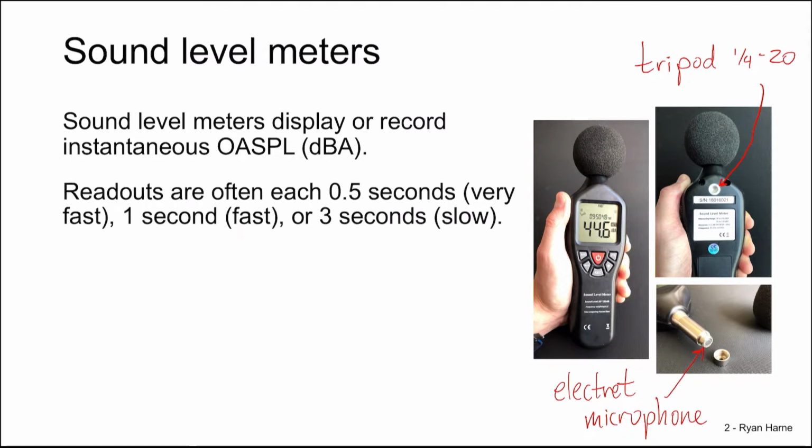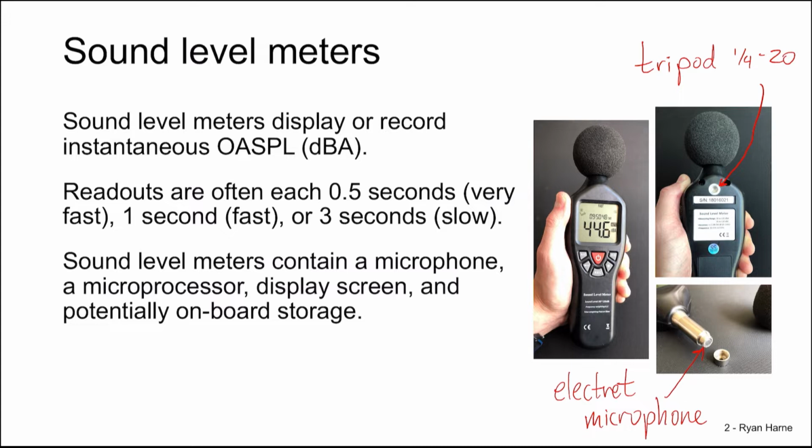The readouts provided at the display are often reported every half second, 1 second, or 3 seconds, and this is referred to as very fast, fast, or slow. Sometimes, if only the 1/2 and 1 second increments are provided, the 1/2 is referred to as fast, and the 1 second is referred to as slow.